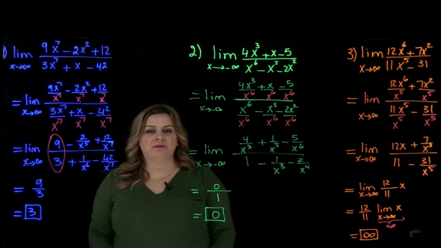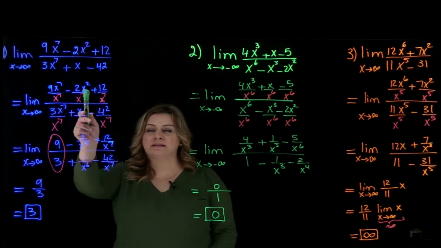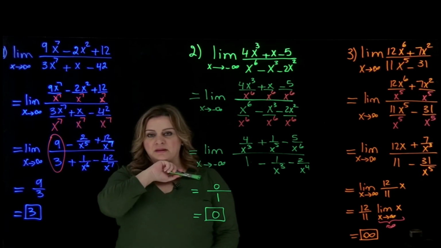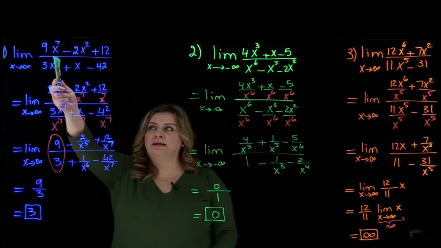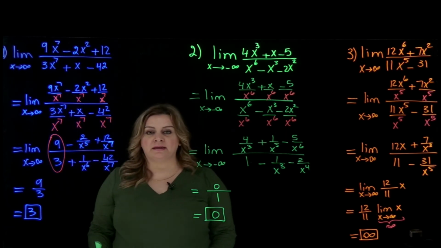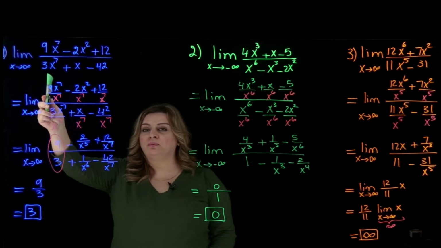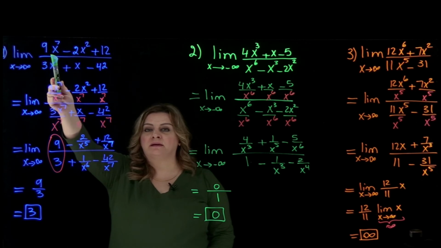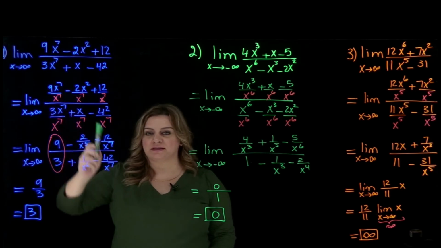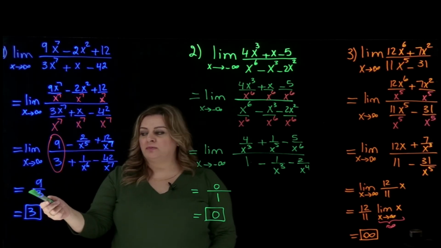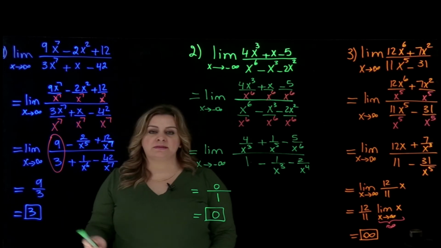Notice when we evaluate the limit of a rational function at infinity, we will always have one of these three cases. Case 1, when the leading terms in the numerator and denominator have the same variable with the same exponents, our limit will always be the quotient of their coefficients. In this case, we had 9/3 simplified to 3.